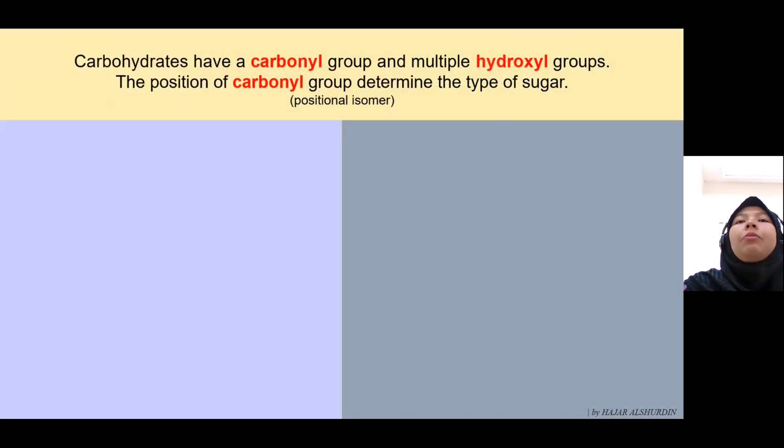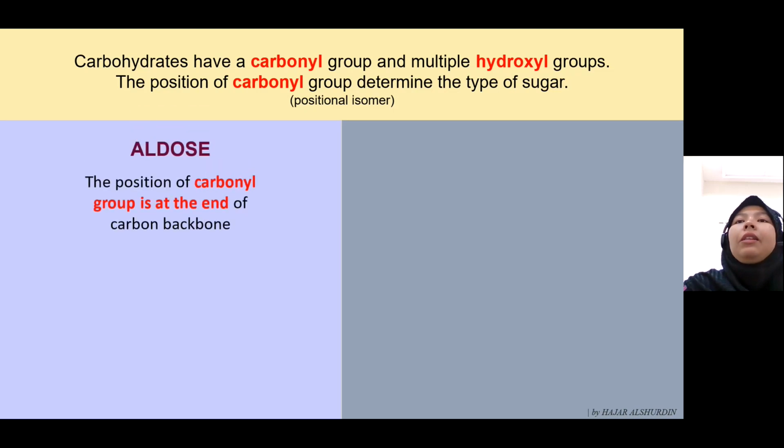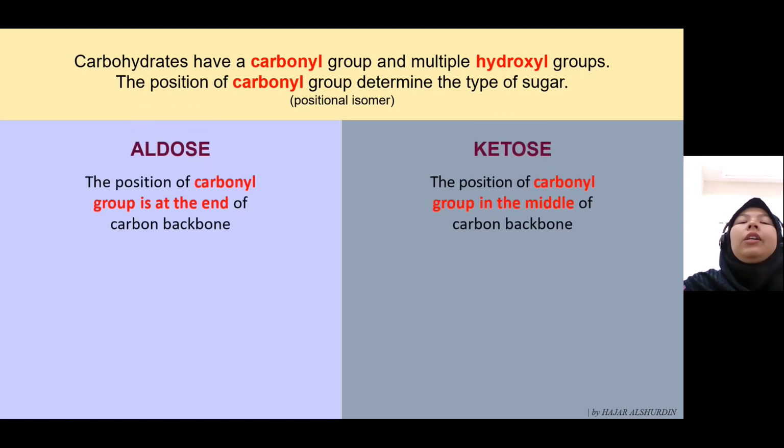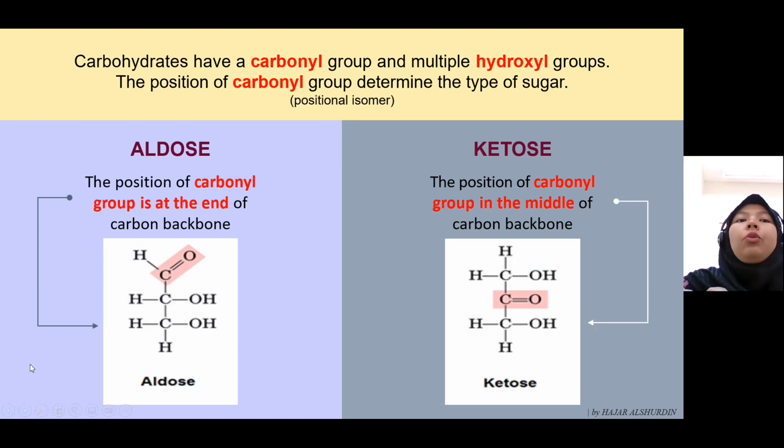Carbohydrates have a carbonyl group and multiple hydroxyl groups. The position of the carbonyl group determines the type of sugar. If you have heard of aldose and ketose, the names of these sugars vary due to the position of the carbonyl group. For aldose, the position is at the end of the carbon backbone, and for ketose it is in the middle.